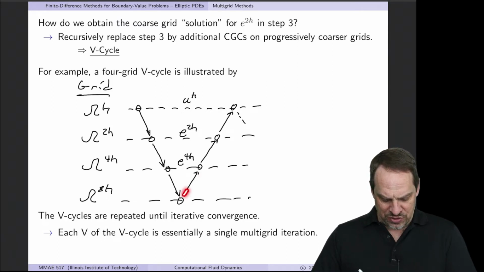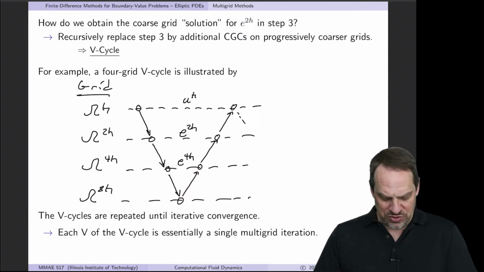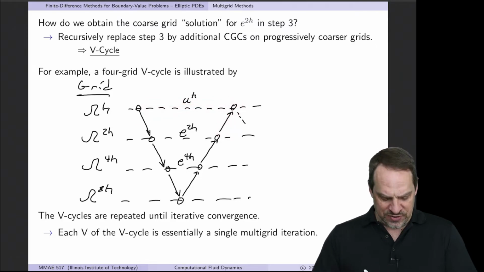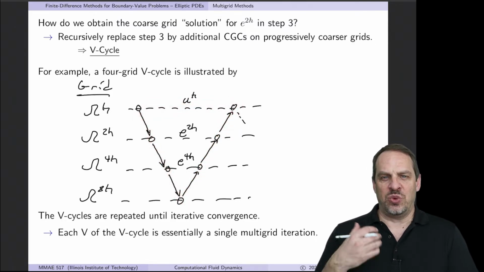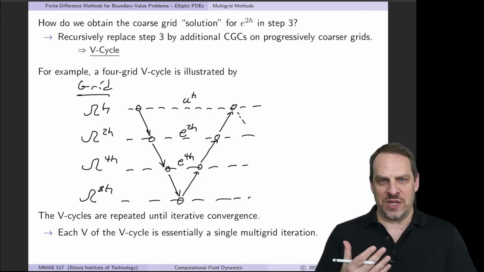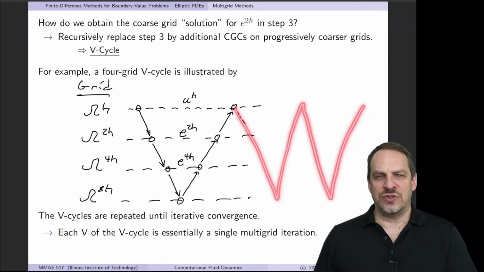So we take the error on the coarsest grid and we interpolate that up to the next finer grid. We use that to correct the value of the error that we had at that level. We then interpolate up again, correct, relax, interpolate up, correct, and relax. And that's a V. That's essentially one iteration in the multigrid method. It's that full V. And then you continue the V's until it converges.